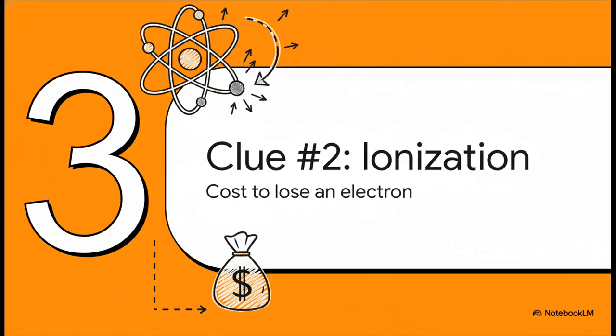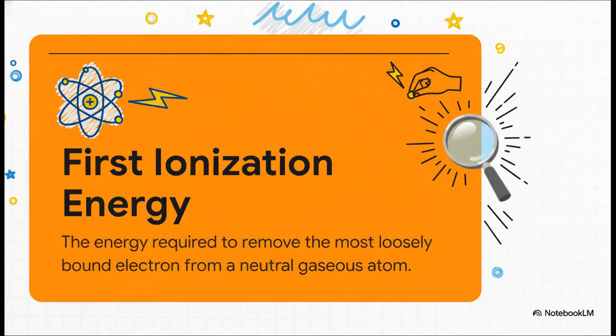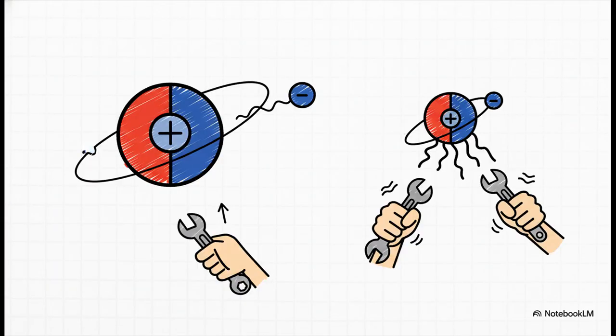All right, clue number 2, ionization energy. Now this sounds way more complicated than it actually is. Think of it like this. It's the price an atom has to pay to lose an electron. It's all about how much energy you have to put in to steal one. To be specific, first ionization energy is the energy it takes to remove the most loosely held electron, the one on the very outside of that fuzzy cloud. Really, you can just think of it as a measurement of how tightly an atom is holding on to its electrons.